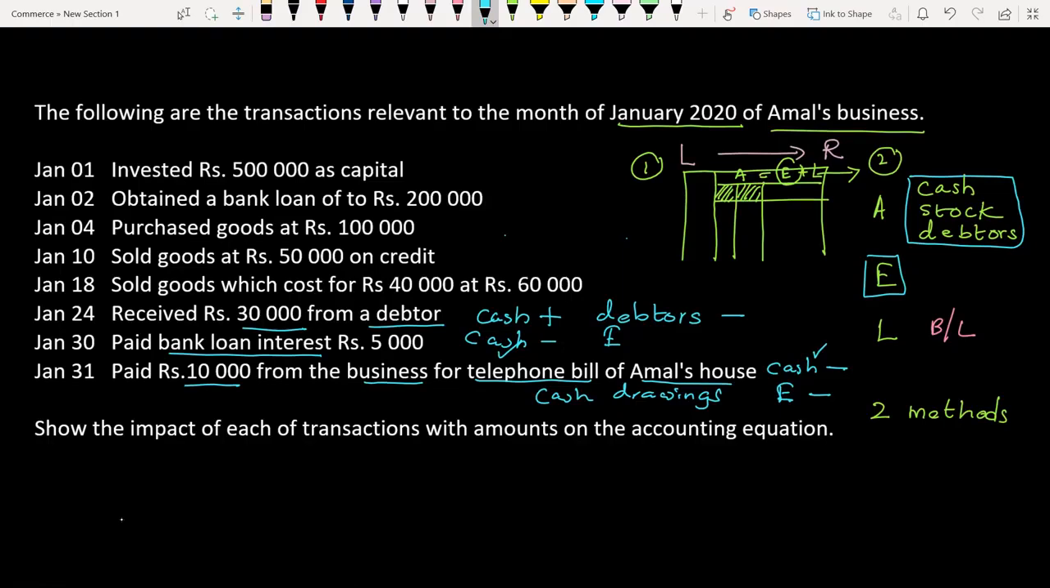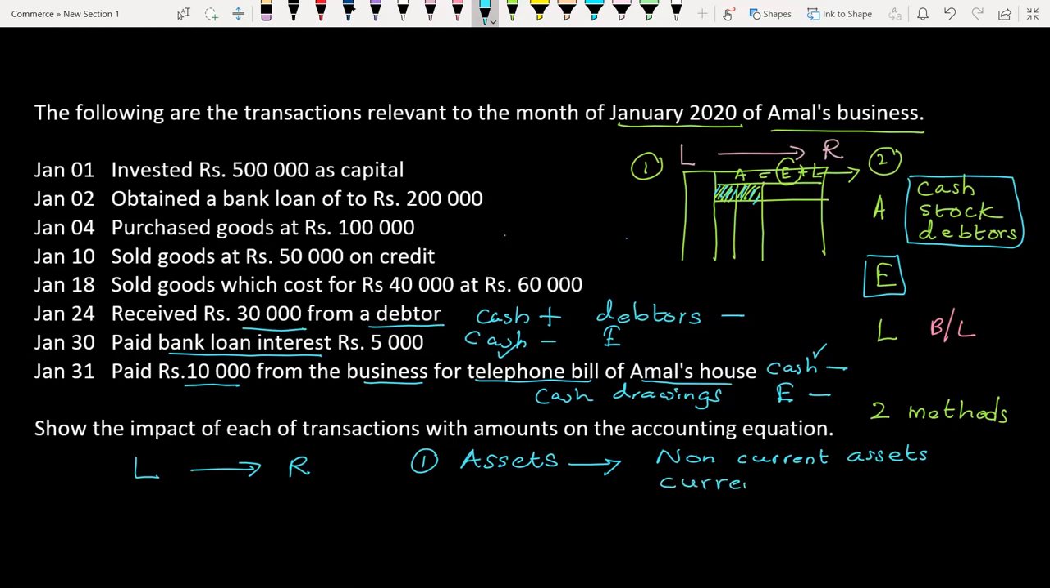So how do we present these columns in our table? Remember, when you show these columns in the table from left to right, you need to show them according to this order. Definitely, first of all, we need to show all the assets. When it comes to assets, we need to show first of all non-current assets. In this example, we did not find any non-current asset. And then you need to show the current assets.